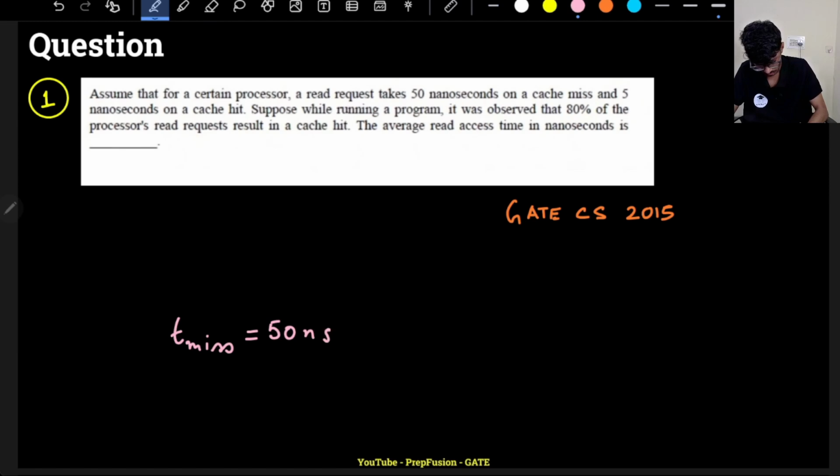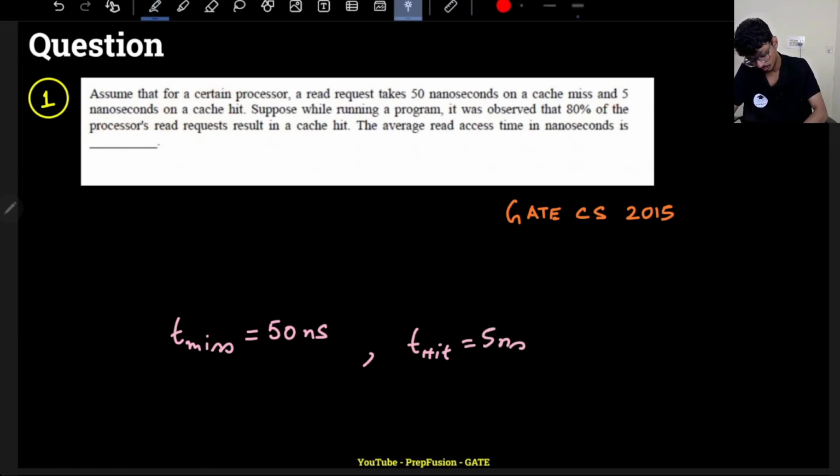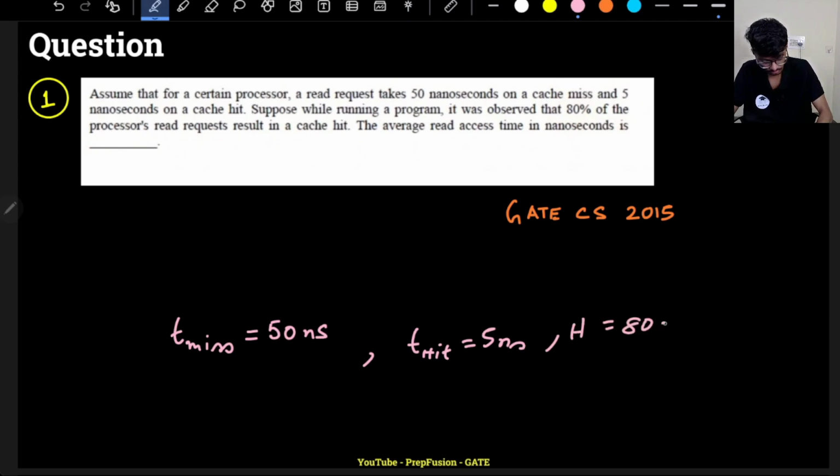T miss is equal to 50 nanoseconds, and 5 nanoseconds on each cache hit. So if I have a cache hit, it takes me 5 nanoseconds. This is the simplest one. Suppose while running a program, it was observed that 80% of the processor's read requests result in a cache hit. So what is the hit ratio? Hit ratio is 80%, or numerically it is 0.8.